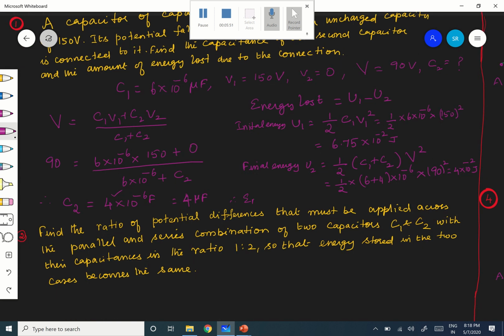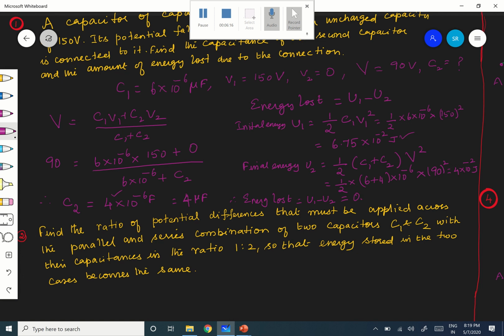Therefore, energy lost is equal to U1 minus U2. If you substitute, it is 6.75 into 10 power minus 2 minus 4 into 10 power minus 2, and you will be getting the energy lost here.